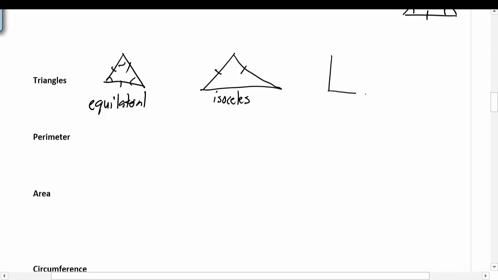We have something called a right triangle, which is when there is a right angle involved. One of the nice things about triangles is that all the internal angles add up to 180. All internal angles sum to 180 degrees.